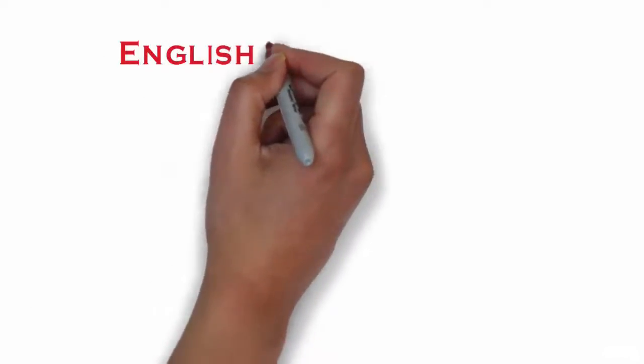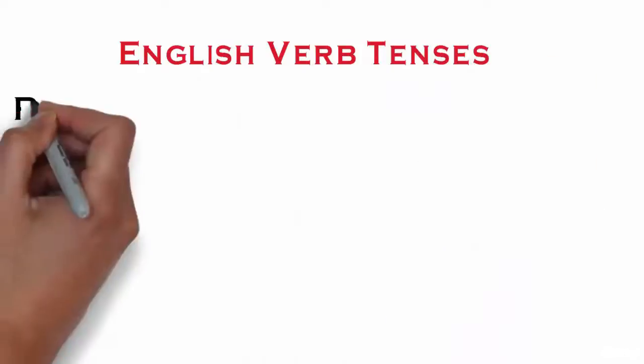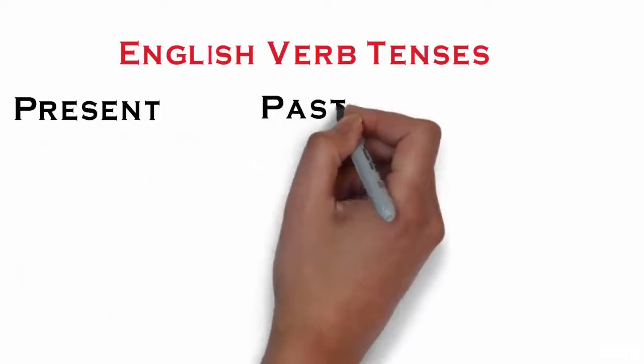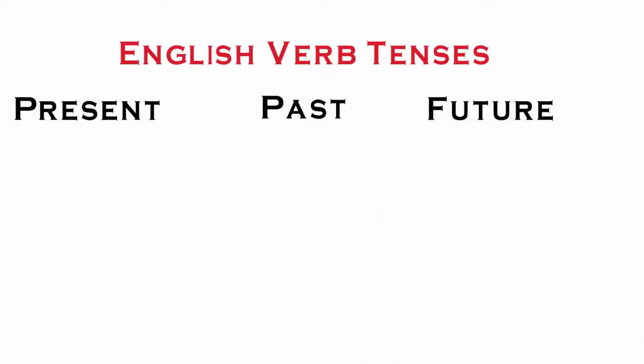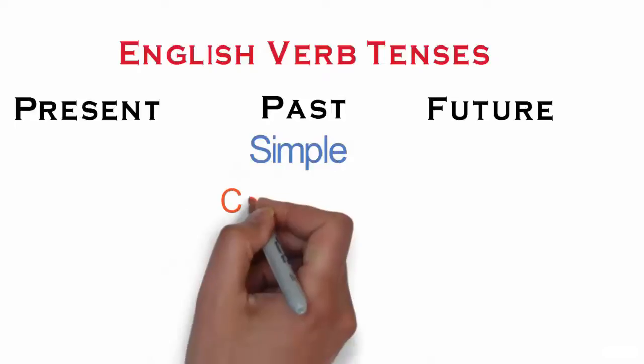So, what are we going to explain in this course? Firstly, we are going to talk about English verb tenses. Yes, verb tenses in English: present, past, and future. We are going to explain 12 verb tenses. These are the verb tenses in English.